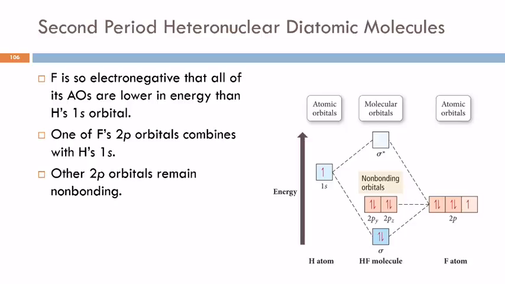Interesting thing with hydrogen and fluorine. Fluorine's so electronegative that its 2p orbitals are actually lower in energy than hydrogen's 1s orbital. And so when these guys bond, the s orbital interacts with one of the p orbitals to make this sigma bonding and the sigma star antibonding. But the hydrogen doesn't have any other orbitals really to interact with these p orbitals. And so the other two p orbitals are just left as non-bonding.